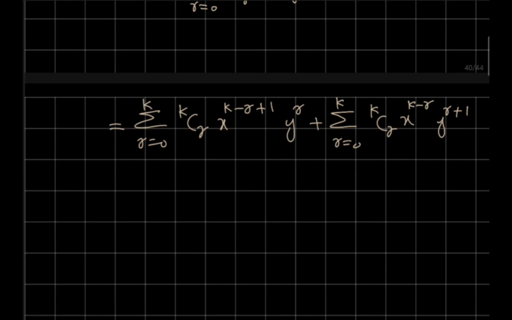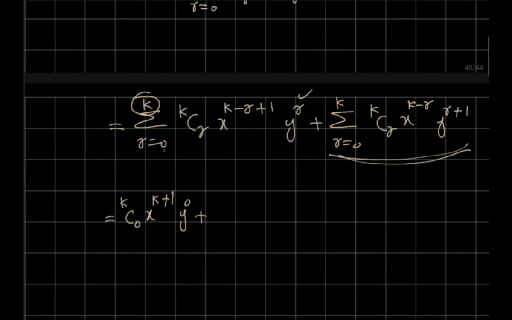Now we have two summation expressions. We will expand them one by one because in each summation expression we have k terms. So we will put r is equal to 0, r is equal to 1, r is equal to 2 up to r is equal to k. We will get k terms here, then we will get k terms here. So first put r is equal to 0 in this expression. You will get kC0 x to the k, r is equal to 0, so k plus 1. Here also r is equal to 0, we will get y to the 0.